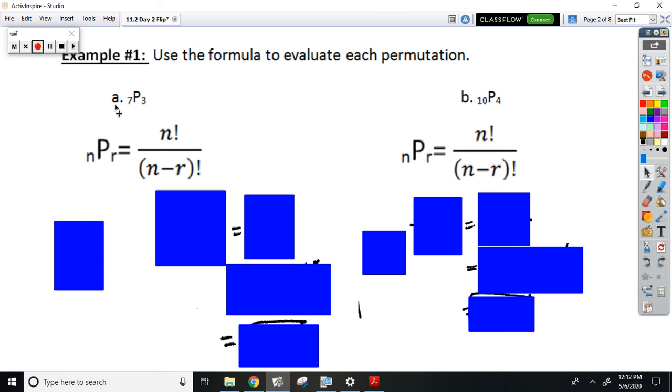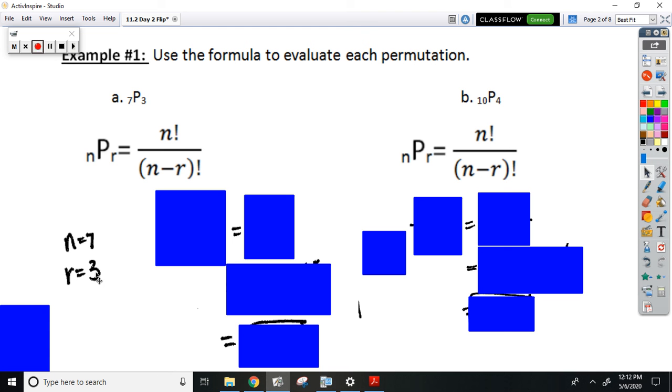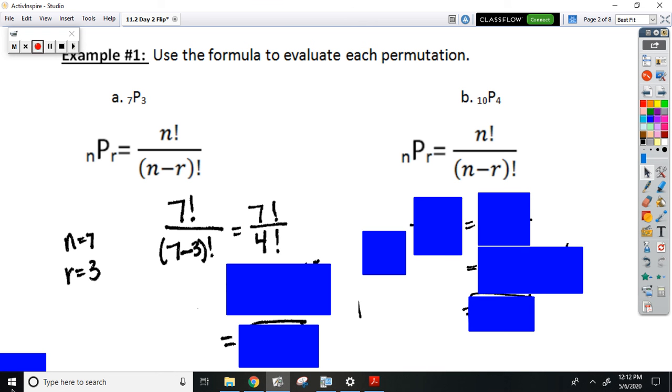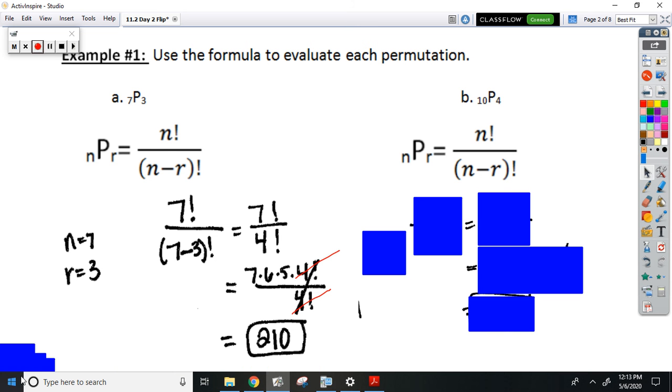All right, so 7P3. Using the formula, we can see that N is 7, R is 3. So what we have to do is plug those values in. So that would be 7 factorial over 7 minus 3 in parentheses factorial. Go ahead and do your parentheses. 7 minus 3 is 4 factorial. And then we need to evaluate. You could type this straight in your calculator if you want. I expanded it by hand, so I did 7 times 6 times 5, and then I stopped at 4 and put a factorial symbol. And I was able to divide out my factorials because these are the same thing. So 7 times 6 times 5 got me 210.